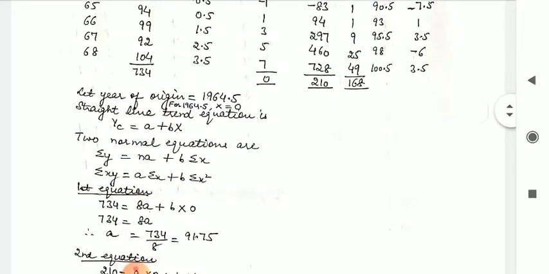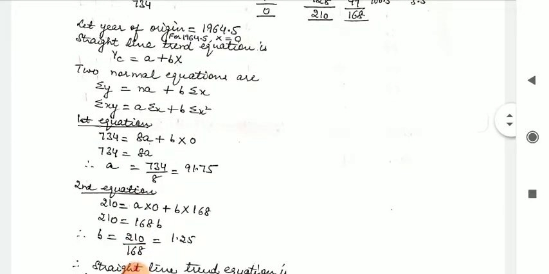The straight line trend equation is yc is equal to a plus bx. And for solving this straight line trend equation, we have two normal equations. The two normal equations are sigma y is equal to na plus b sigma x, and sigma xy is equal to a sigma x plus b sigma x square. So we'll put the values in these two equations.